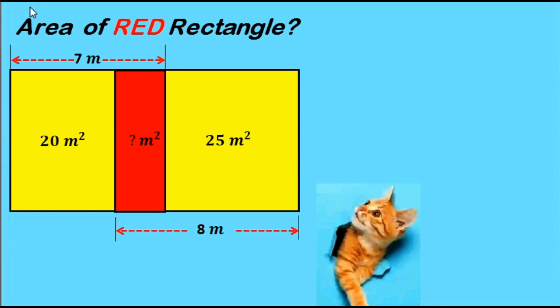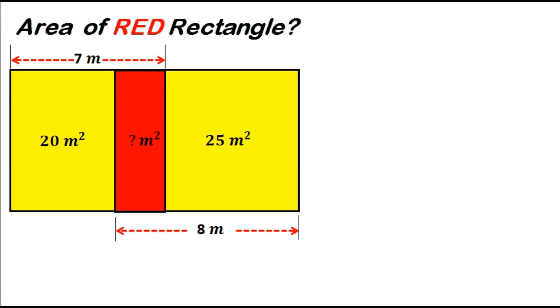Now in this case you've been told to find the area of the red rectangle. How do we find the area of this red rectangle? So if we transform this problem into the whiteboard, how do we find the area of the red rectangle? Now this is very simple.